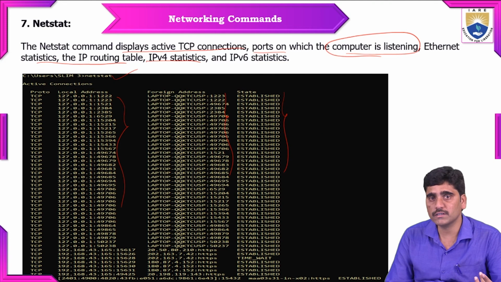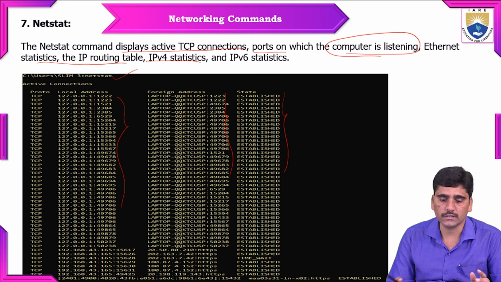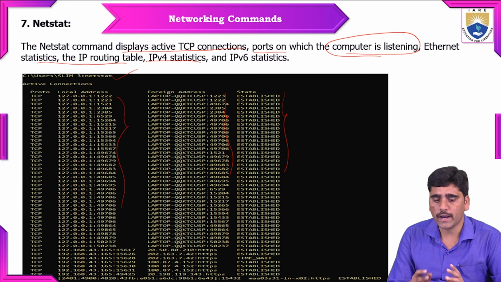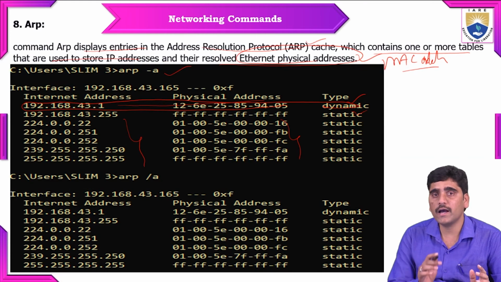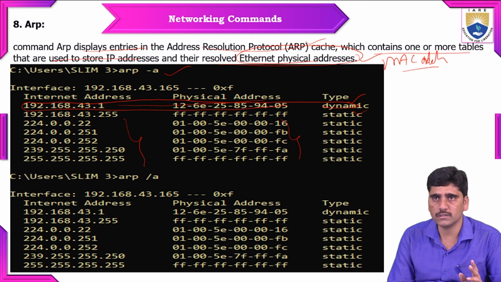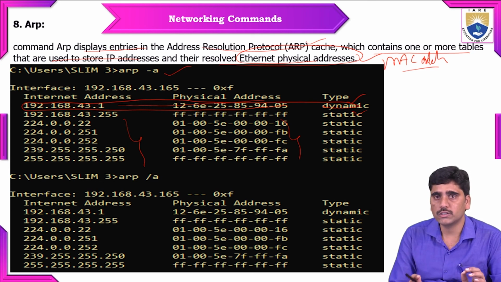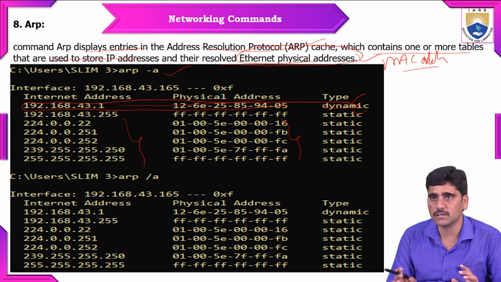And the seventh one, network statistics, netstat. It displays all the active TCP connections or ports on which the computer is listening. So Ethernet statistics, IP routing table, IPv4 statistics, and IPv6 statistics, and everything. How many connections there are, how many ports there are, all of it will be displayed with the help of the Netstat command. And the ARP command, the address resolution protocol command, stores all the IP addresses and all the physical addresses, and it displays the internet addresses as well as physical addresses along with the type.